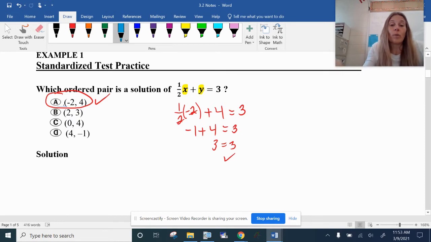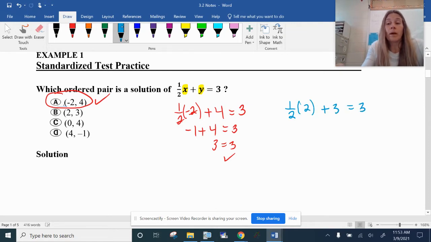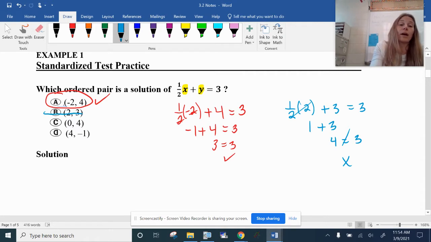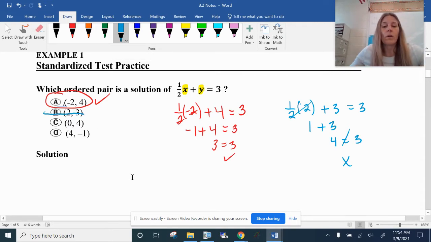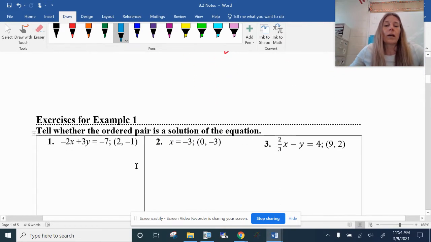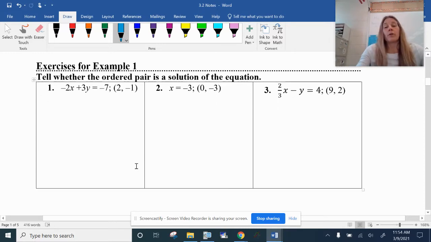But just to show you what would happen if maybe it didn't work, if you put in example B, where you have a 2 and then a 3, half of 2 is 1, and 1 plus 3 is 4, and that does not equal 3, so then this would not be a solution. So let's check these three examples here.